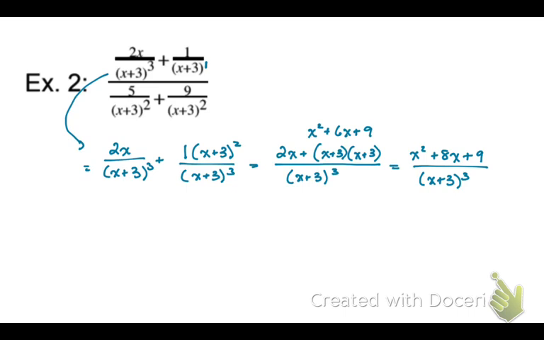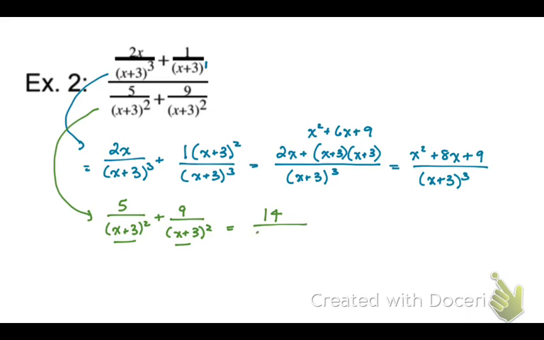So I'm going to go ahead and do my denominator, same thing. If we notice here, we already have a common denominator of x plus 3 squared in both. So I'm just going to bring those down, and since I don't have to change any of my numerators, I can just add like terms here. So 5 plus 9 gives me 14 all over x plus 3 squared.